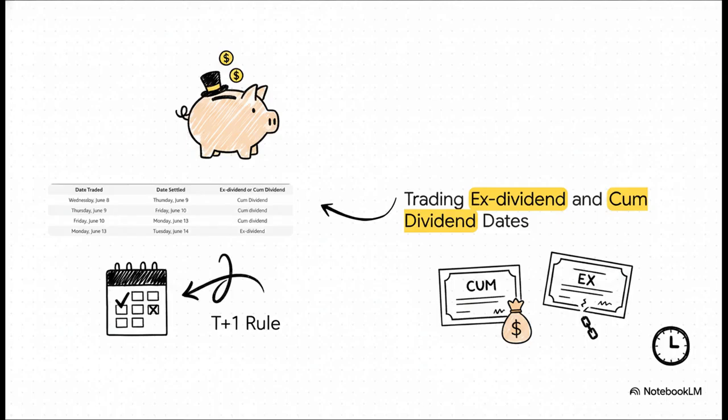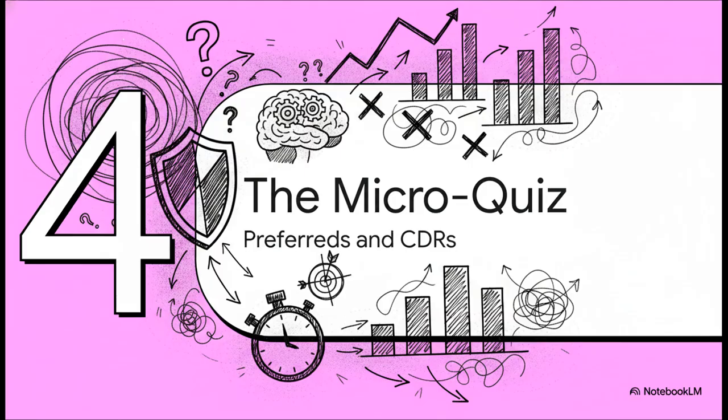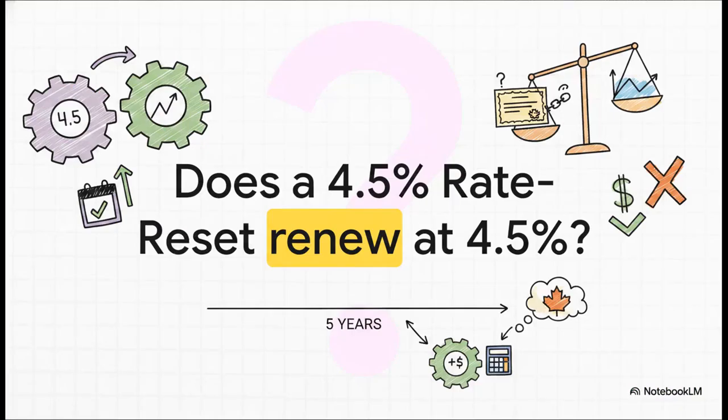Visually mapping the weekend gap eliminates the most common settlement error. Master that T+1 rule, and you'll nail these questions effortlessly. Let's move to Section 4, the micro quiz, preferreds and CDRs. Okay, it is time for a high-pressure micro quiz. I want to test your comprehension of complex equities against the classic red herring numbers they use to distract you.